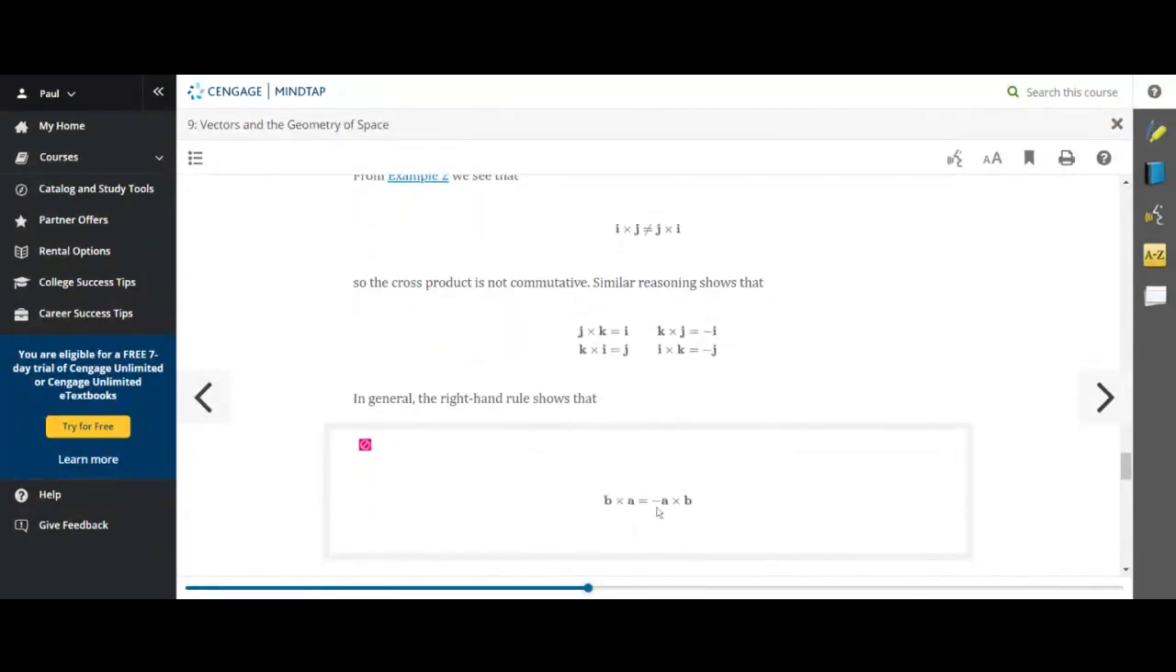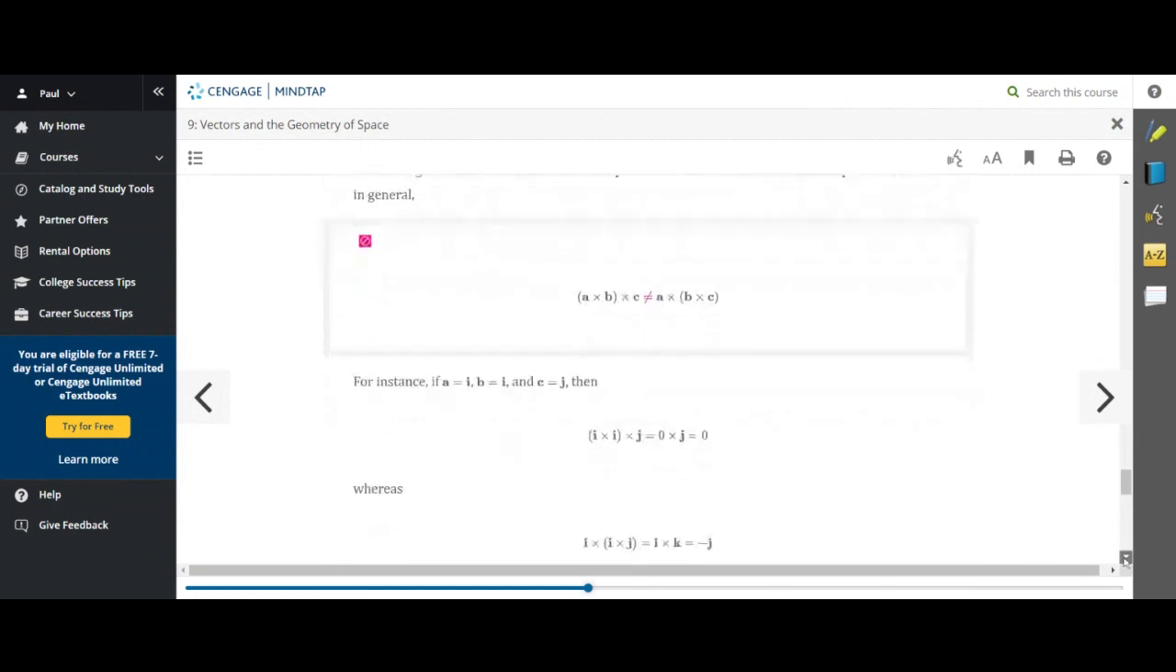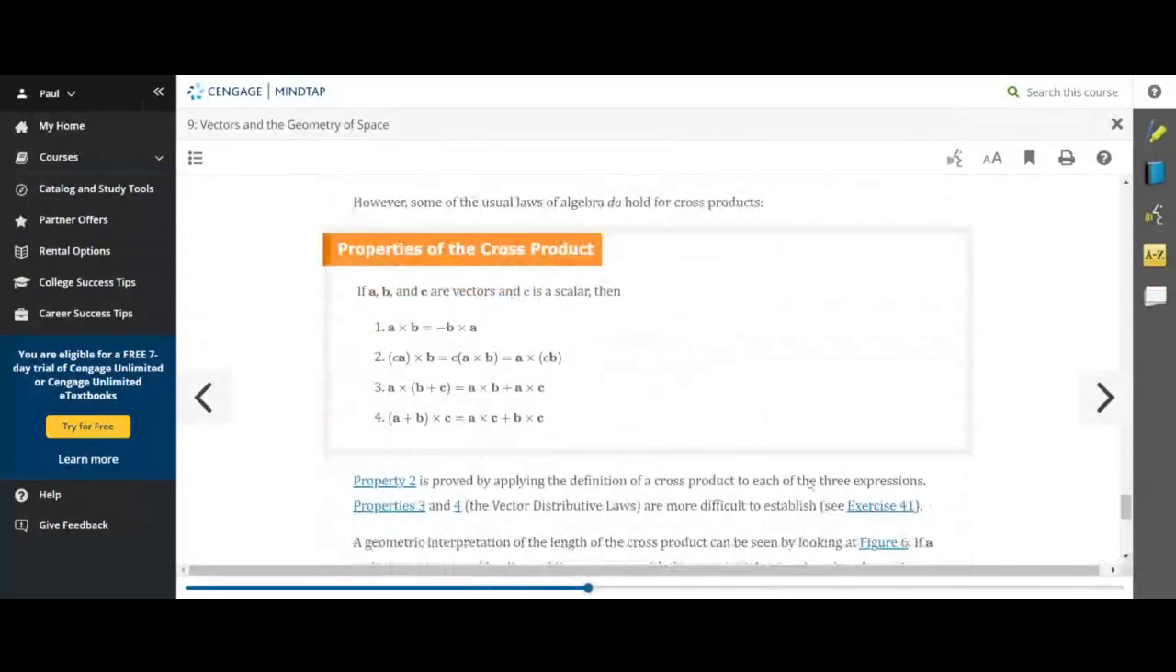One thing we can speculate is that B cross A equals negative A cross B. We just saw that with the example we did. I cross J is equal to negative J cross I. And in fact, that's not an accident. That's a property of cross products. So down here, they have just some properties of the cross product.